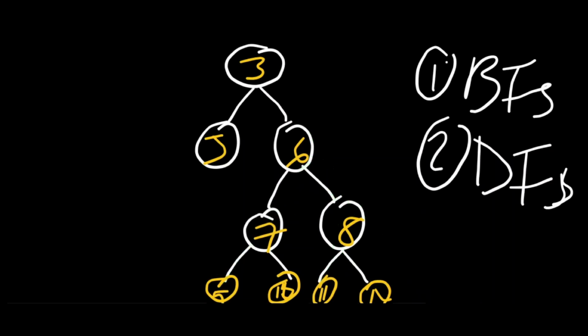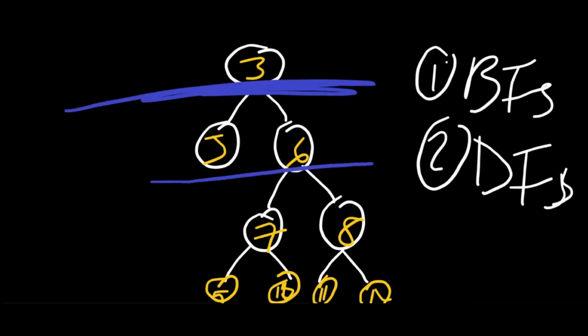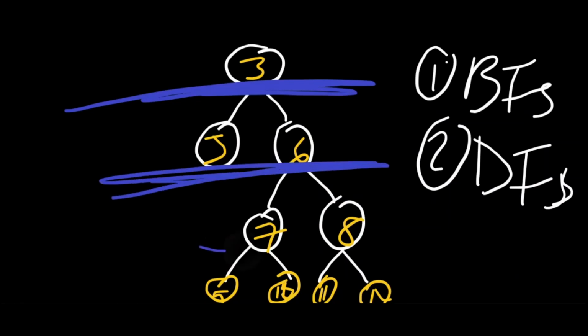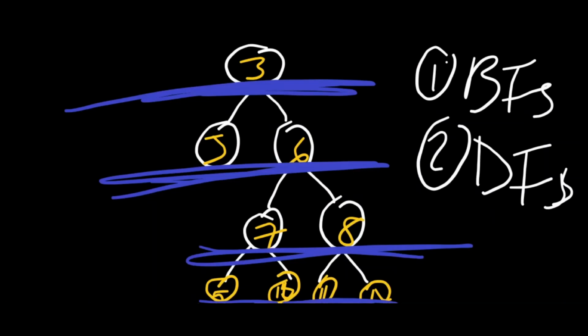We are favoring depth, right? But for breadth first search, we are doing it in order. Level order traversal: we're traversing everything on the first level, all of the children of the next level, all of the children nodes of the third level, and finally all of the children nodes of this last level.